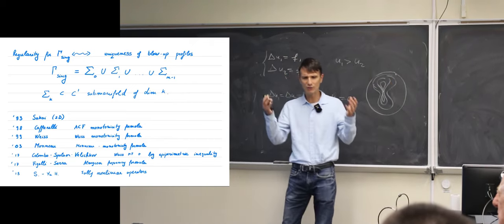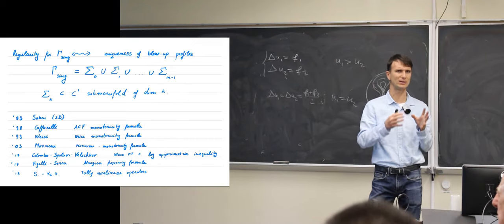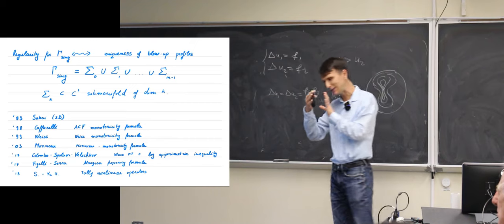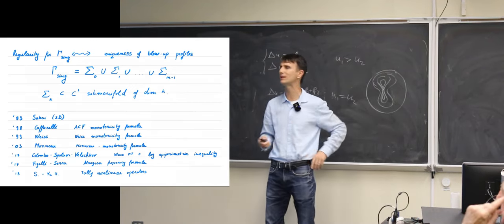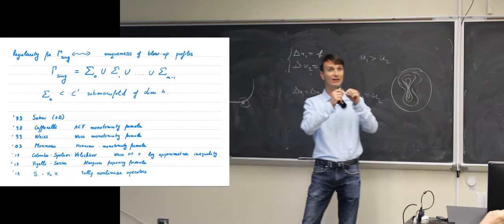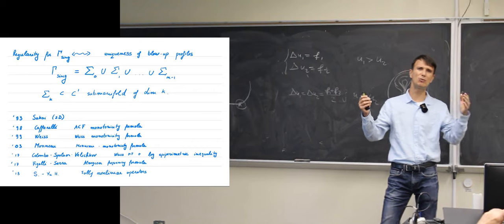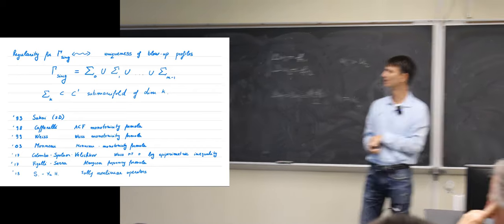So whenever you blow up, you only know that up to a sequence you converge to one of these polynomials. Can you show that that is unique? If you manage to show that the blow-up limit is unique, then you would prove that this gamma singular belongs to a C1 submanifold. If you manage to prove uniqueness.